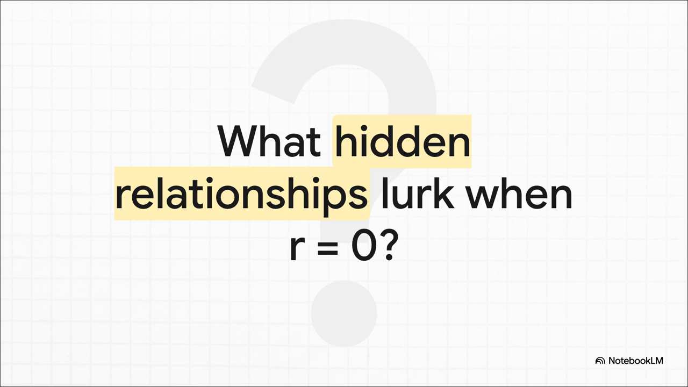I want to leave you with one final, provocative thought to take back to your studies. When you run your analysis and that correlation coefficient comes back as exactly 0, do not just throw the data away. Ask yourself, what hidden, powerful, nonlinear relationships might be lurking in this data, just waiting to be discovered? By understanding the limitations of linear correlation, you really open yourself up to seeing the true story your numbers are trying to tell you.